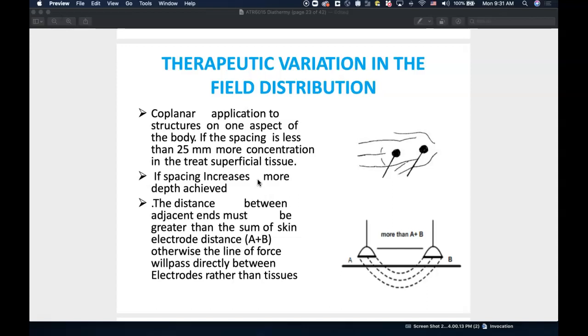If spacing increases, then what we know is that you get deeper penetration of the actual electromagnetic energy, and thus you get thermal energy that's driven deeper. So it's important to think about those two concepts. Do we want superficial treatment or do we want a deep treatment? Because that's going to drive where you place those electrodes in that particular treatment setting.